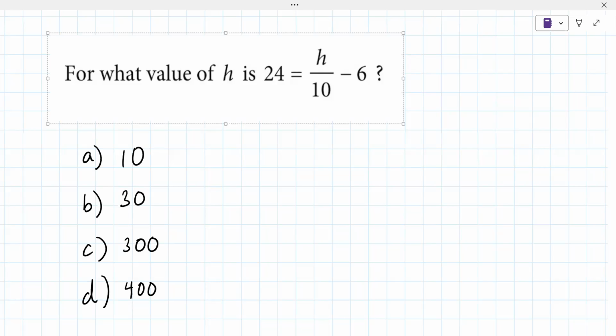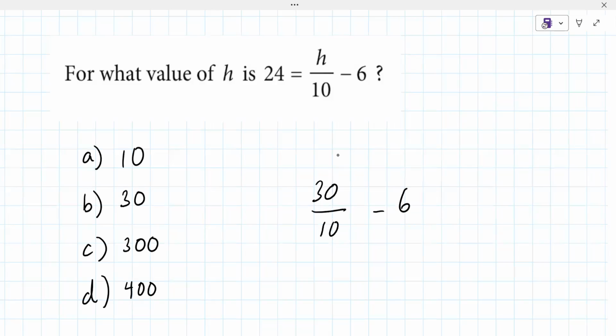Did you try the answers or did you try solving it without the answers? I just tried it out. Okay, so which answers did you try? Which one did you try first? 30. Okay. 30 divided by 10 minus 6. Do you subtract or do you divide first in order of operations? What I did is I divided.